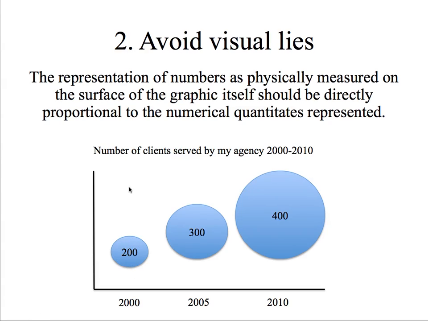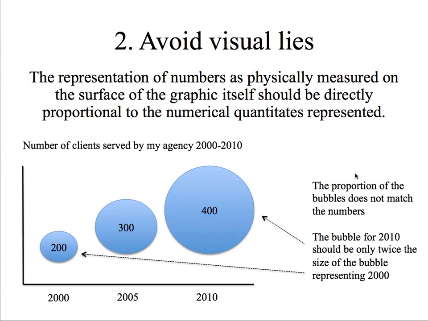Here we have a number of clients served by my agency from 2000 to 2010. In 2000, let's say that our agency served 200 clients. In 2005, it served 300 clients, and in 2010, it served 400 clients. So the agency doubled in size. But I want you to look at the area in these bubbles. This bubble is representing 200, and this bubble is representing 400. Do you see anything wrong with that? Well, many things are wrong with that.